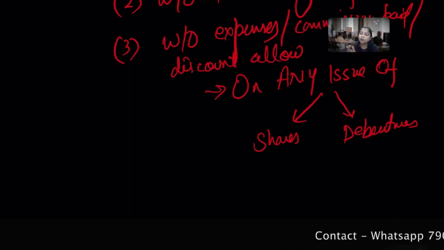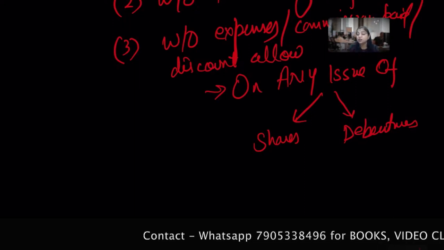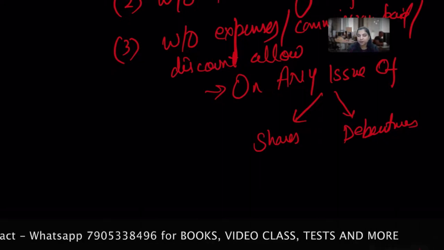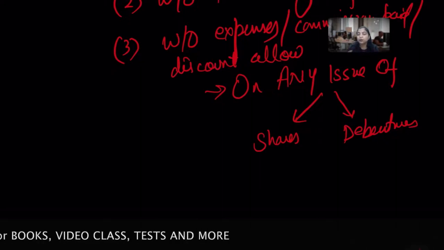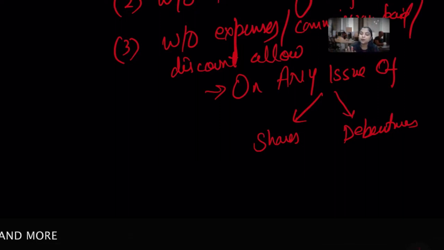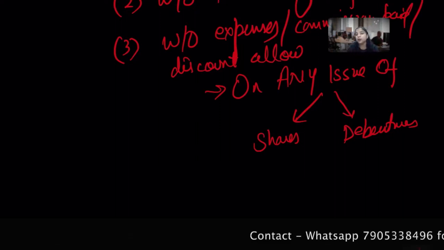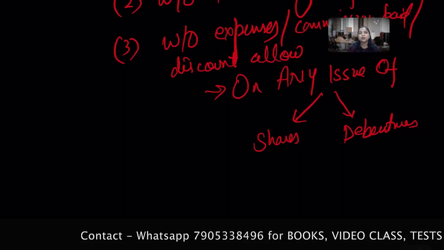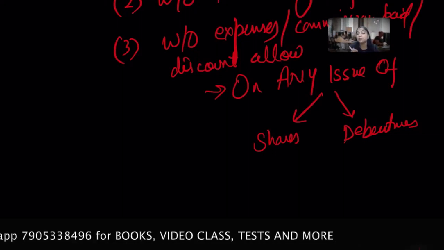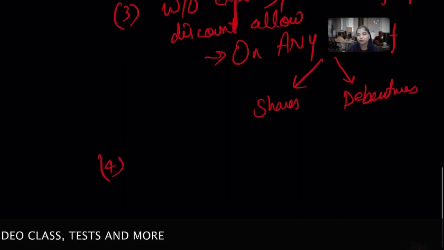Securities premium can be used for paying commission for the issue of shares or debentures. Securities premium can be used to allow a discount on the issue of shares or debentures of the particular company. Hope it's clear. Okay, and where else can the securities premium be used? It can be used in providing the premium on the redemption of preference shares.